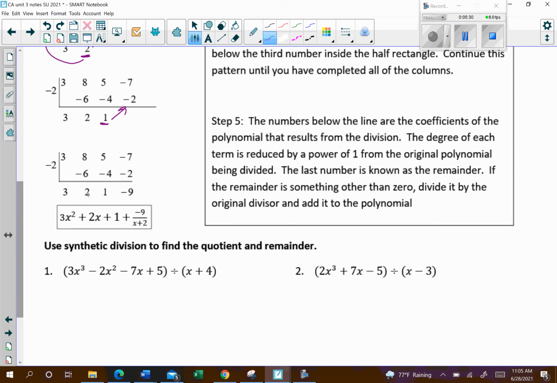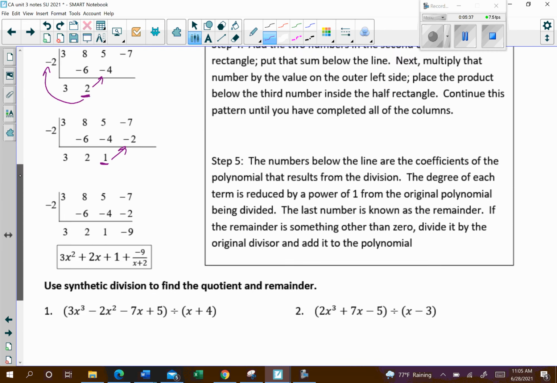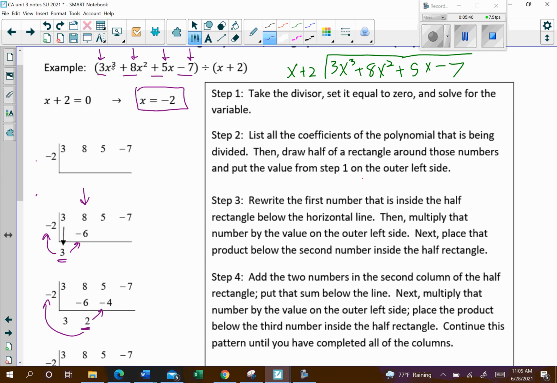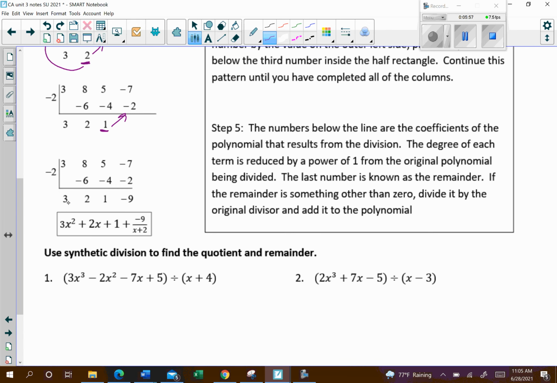So what you do is you put them back with their variables, except you drop it down by a power. So if you remember, to start with, it was 3x cubed, then plus 8x squared, and then plus 5x and minus 7. And what we're going to do is we're going to put those numbers back where they came from, the new numbers we got, but we're going to drop everything down by a power. So then this becomes 3x squared, and this becomes a plus 2x. And then this becomes a plus 1, and then this is known as my remainder.